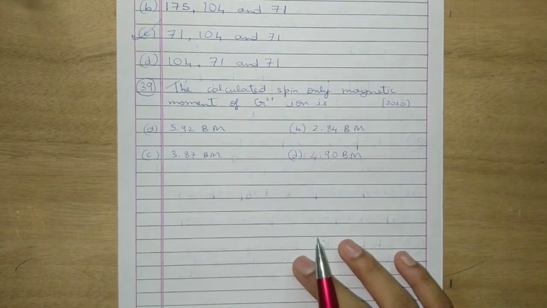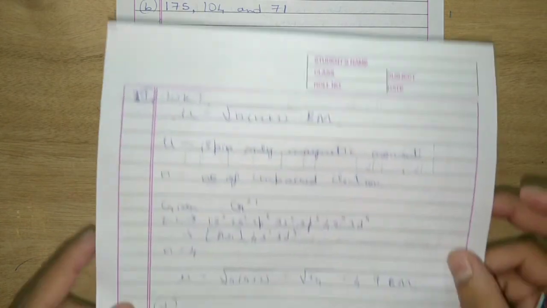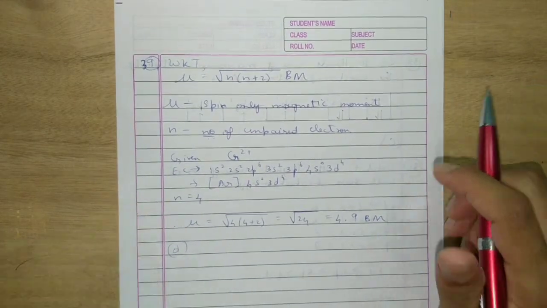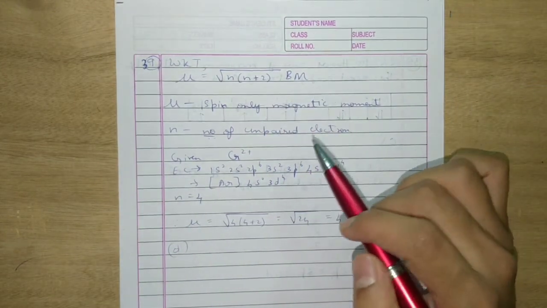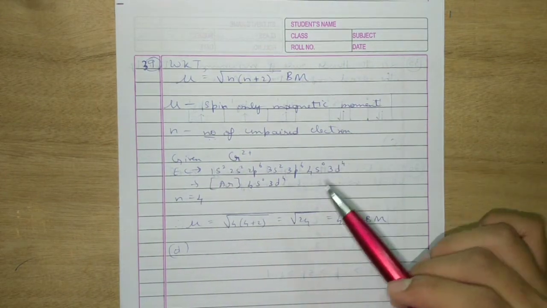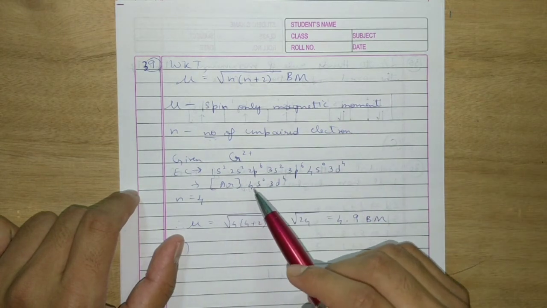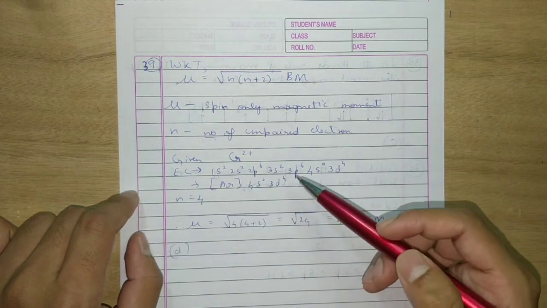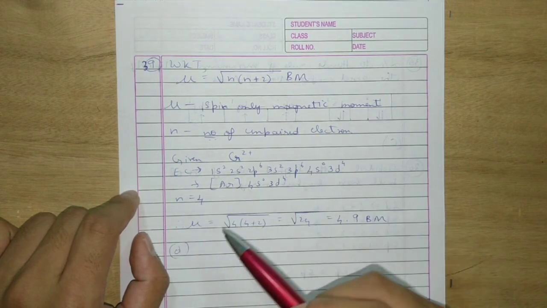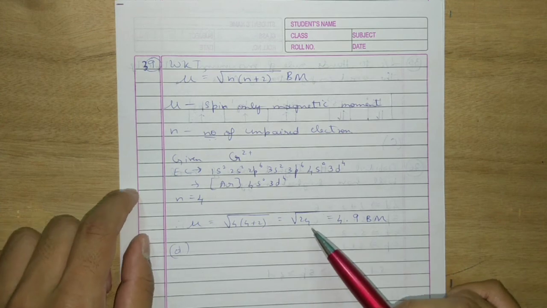39. The calculated spin only magnetic moment of Cr2 plus ion is. We know that magnetic moment is given by root of n into n plus 2 Bohr magneton, where mu is spin only magnetic moment, n is number of unpaired electrons. If we write the electronic configuration of Cr2 plus ion, we have Ar 4s0 3d4. So the number of unpaired electrons is 4. If we put the value of 4 in n, we get root of 24, which is 4.9 Bohr magnetons. 39 is option D.